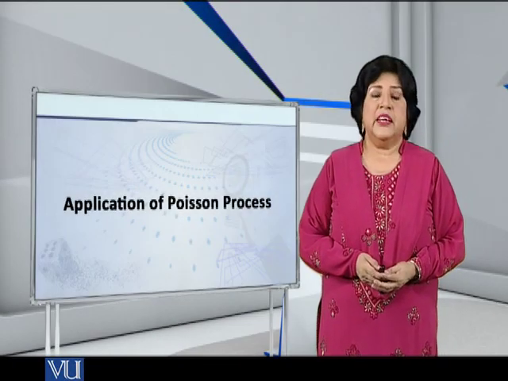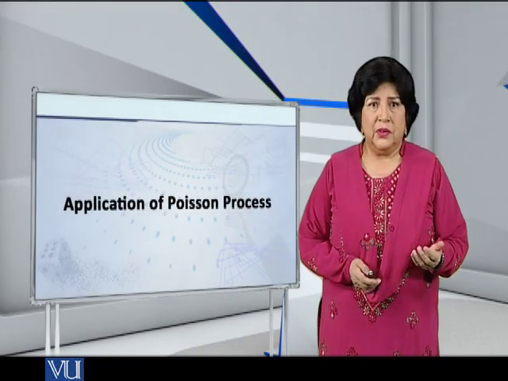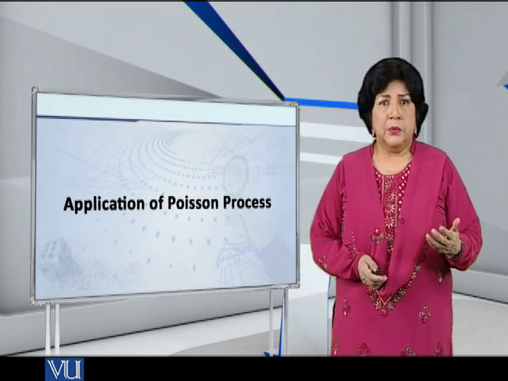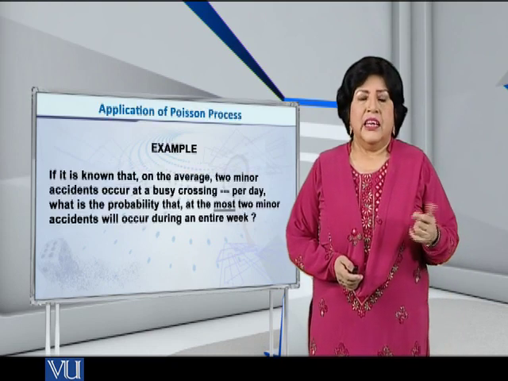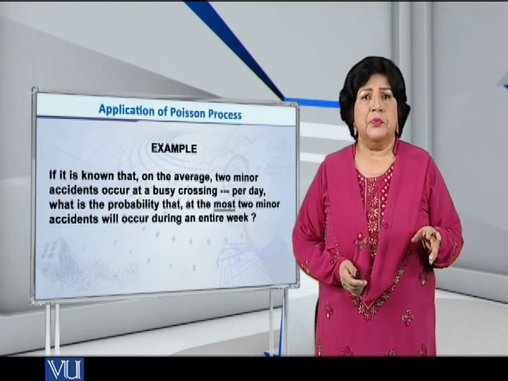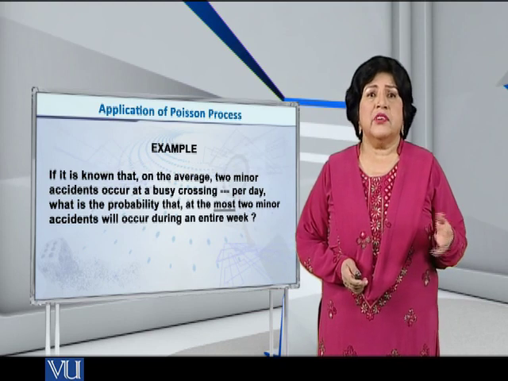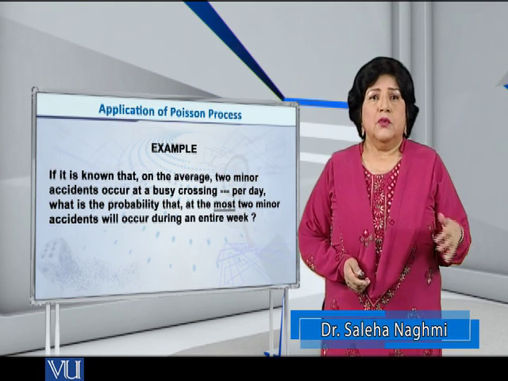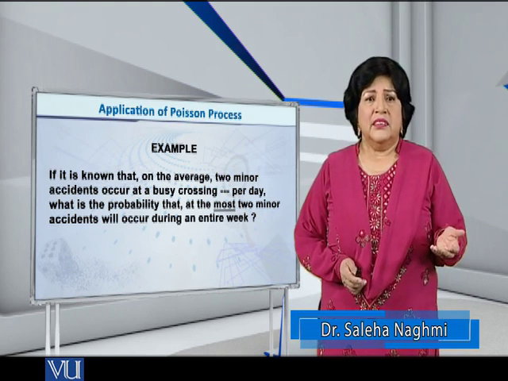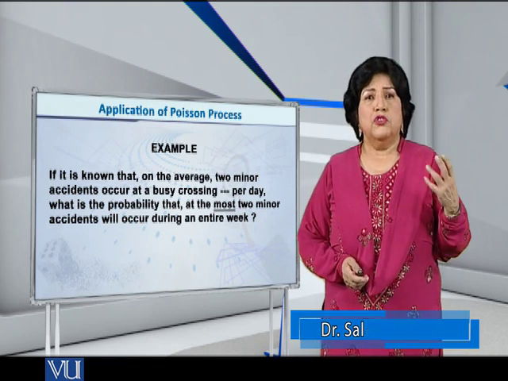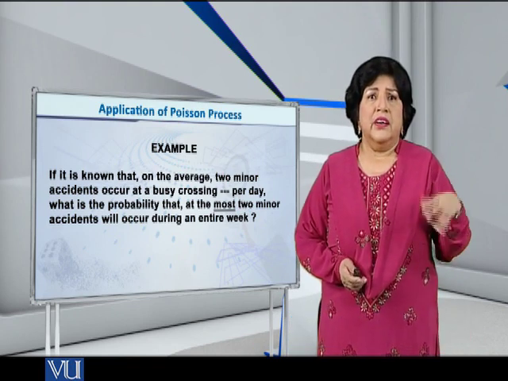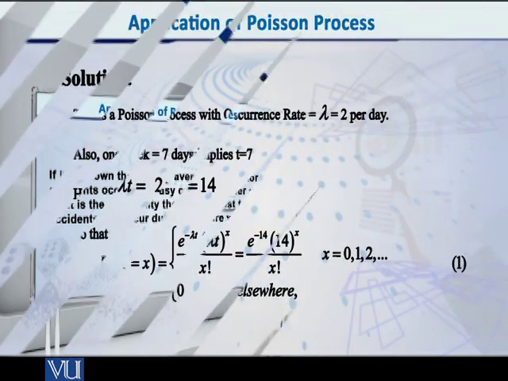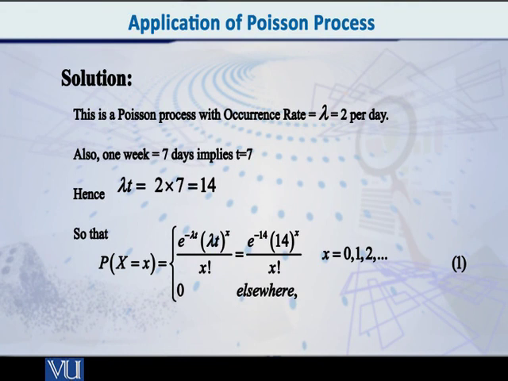Dear students, let me present you an example of the application of the Poisson process. The example is as follows. It is known that on the average, 2 minor accidents occur at a busy crossing per day. What is the probability that at the most 2 minor accidents will occur at this particular crossing during the entire week? Now, how do we solve this one, my dear students?